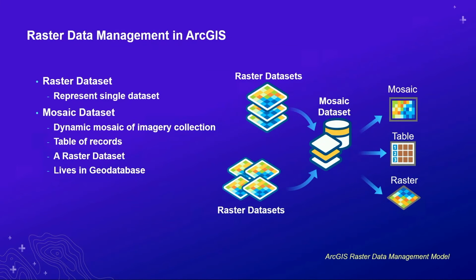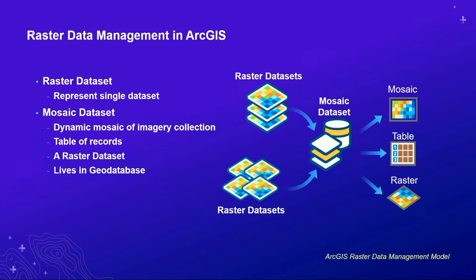Now, there are two very important data models, or information models, that we define in ArcGIS to help you manage raster data. There is the raster dataset, which basically represents a single imagery or raster dataset. What that means is you can have a single TIFF image. When you bring it into ArcGIS, it will be recognized as a single raster dataset.